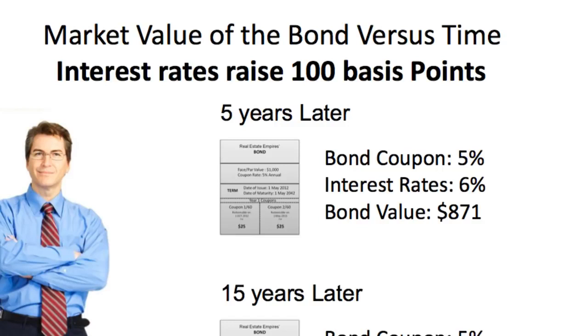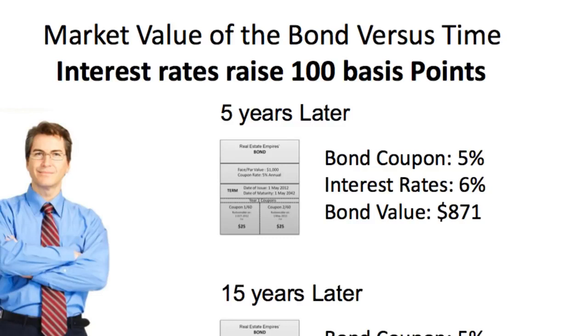So when Jesse purchased the bond, interest rates were around 5%, and that's what he bought his bond for. But now, 5 years later, interest rates are up at 6%, which is a lot better if he would be buying new bonds, because he'd be getting 6% as opposed to 5%. And so what happens is his bond value has gone down significantly to $871.